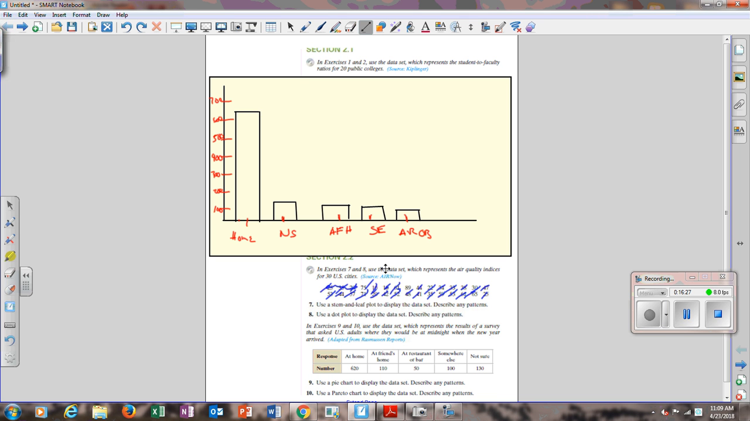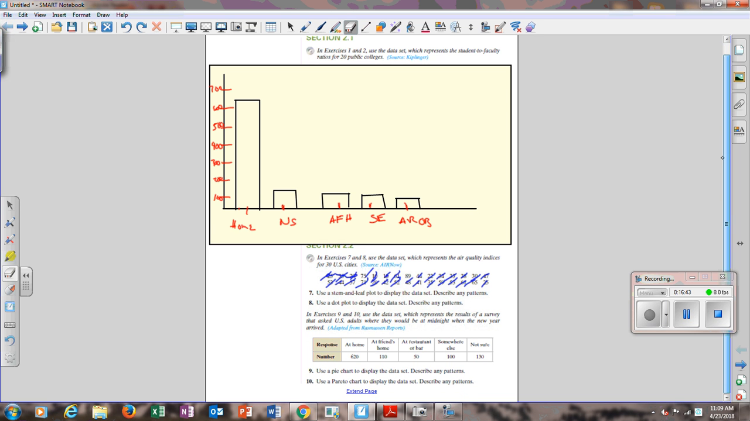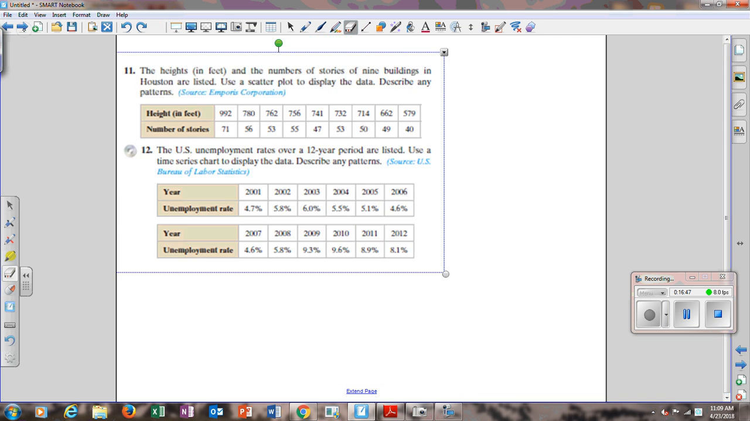And that's it. I think it asks what pattern can you see? Most people are going to be at home. On that, there's not much of a pattern. All right, number 11.